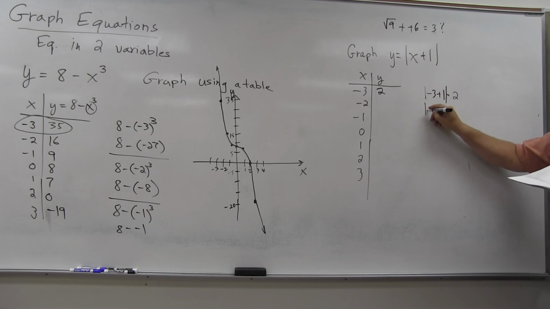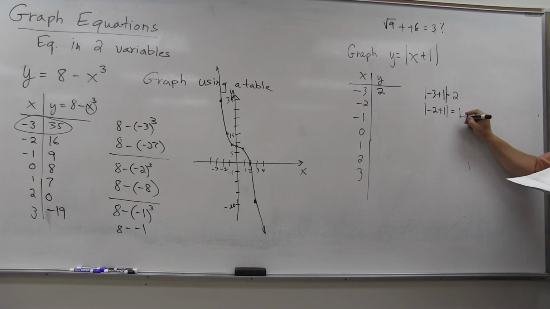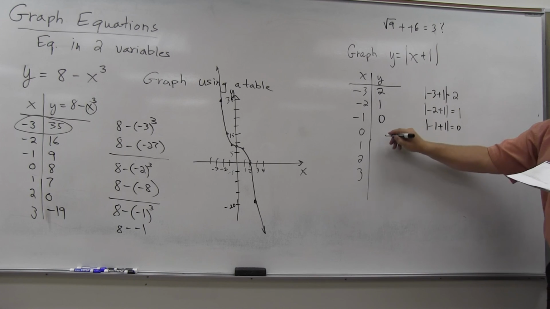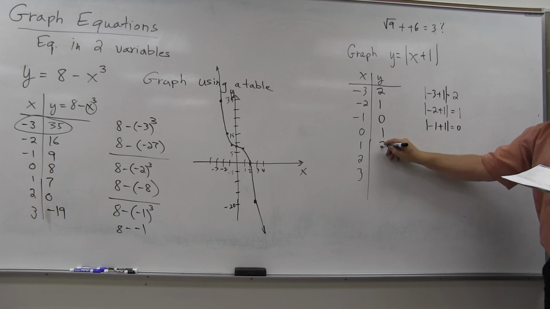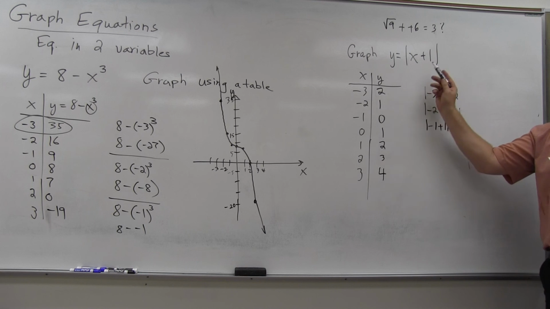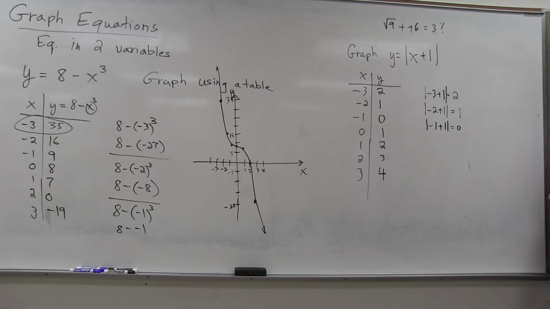All right, then negative 2 plus 1, that'd be 1. Negative 1, what's going to happen there? 0. And then 0, these get a little easier. 1, 2, 3, and 4. Did I do those right? Real quick, just plug those in. X would be 0, 1. Yes. All right. So, not quite as spread out as that other one, so we'll just go by ones here.